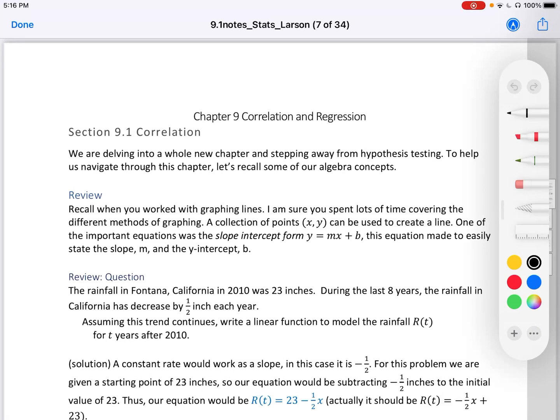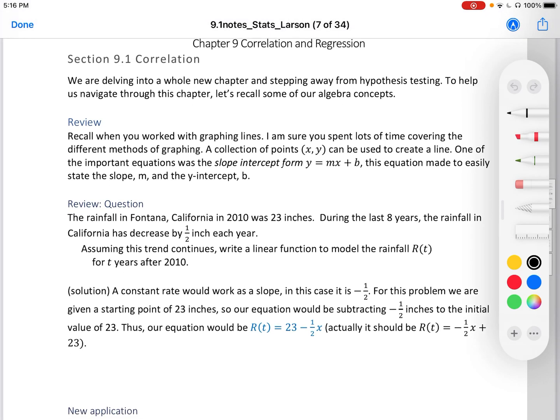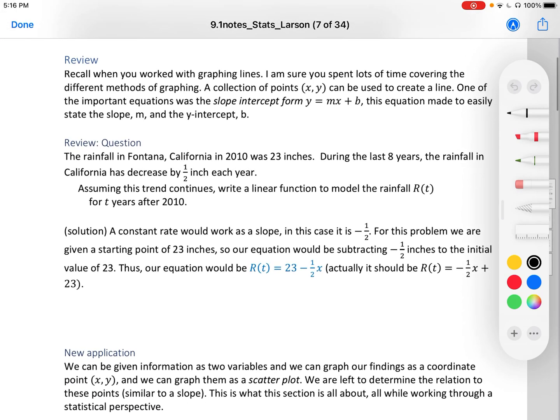Section 9.1 Correlation. To begin, this chapter is pretty much, in a general sense, trying to create a sort of trend to pieces of information. A way to create a trend is by creating a line. So let's start off with a quick algebra review.